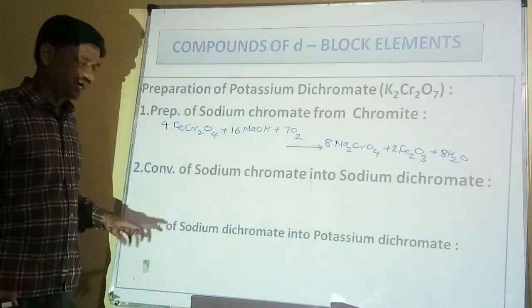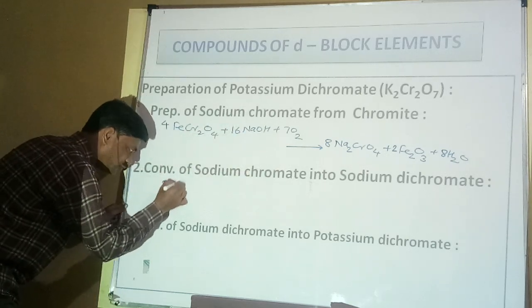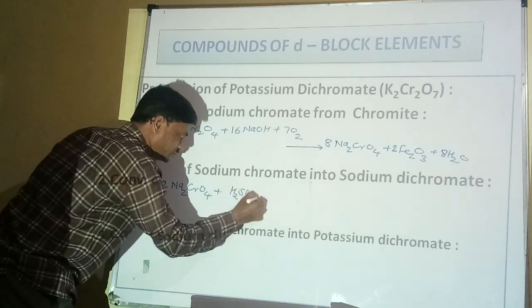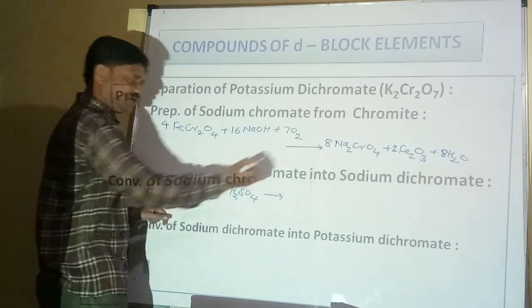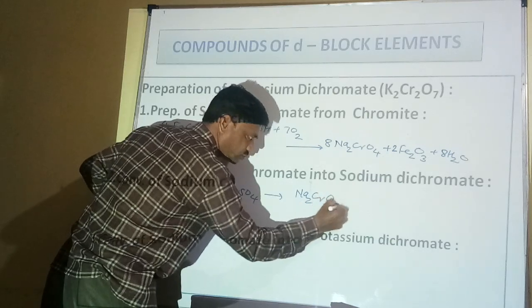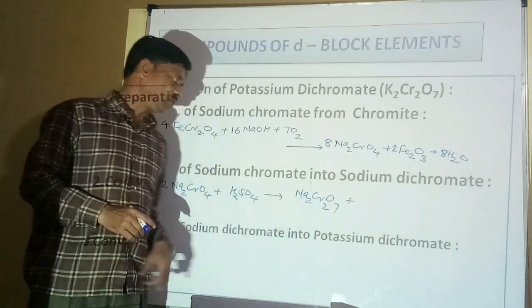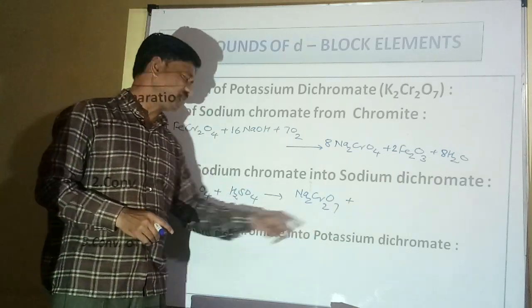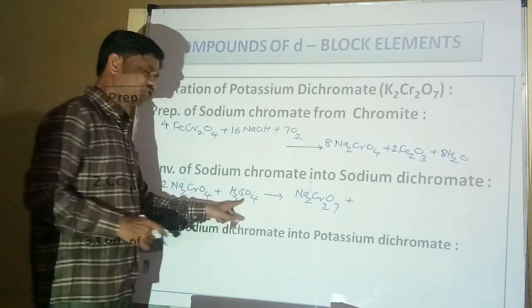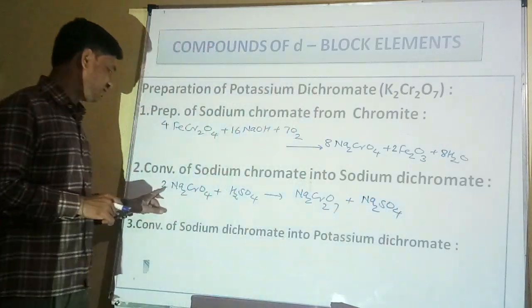Now check the second step. How to convert this sodium chromate into sodium dichromate? Check this one. 2 moles of Na2CrO4 is treated with acid H2SO4. What about the product? Sodium dichromate has the formula Na2Cr2O7. So tell me the balancing of 4 moles of Na2CrO4 to Na2Cr2O7. Sodium chromate is converted into sodium dichromate. Now what remains? Out of 4 moles, 2 moles of sodium. What about this one? Sulfate. So what are you getting? Na2SO4.